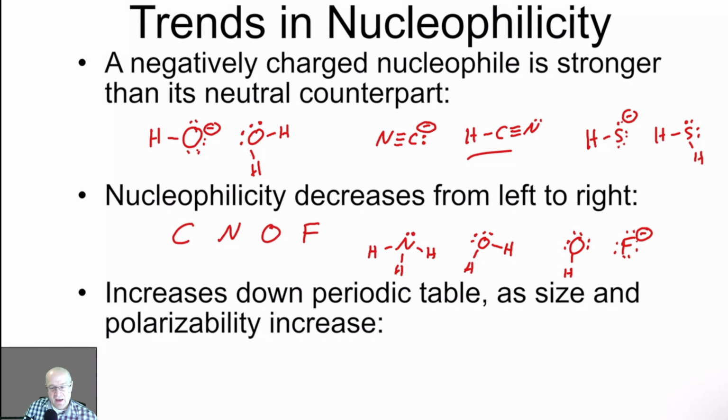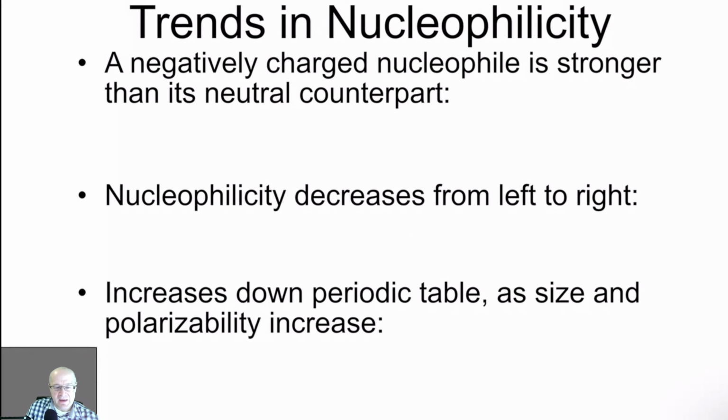Nucleophilicity increases as you go down a group, as size and polarizability increase. So for example, sulfur, say S minus, is below oxygen, say OH minus. So this is a better nucleophile. Sulfur is lower on the periodic table. It's down one step from oxygen in the group. So sulfur is a better nucleophile.